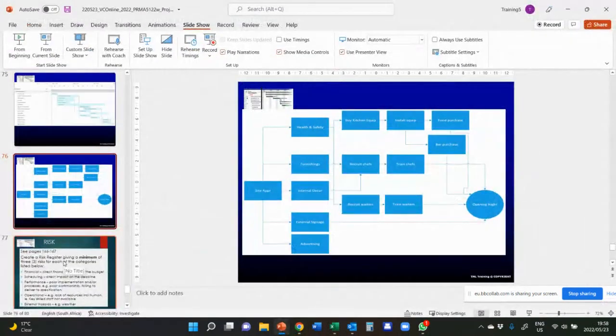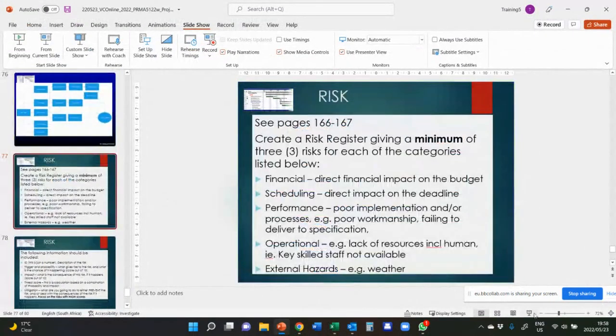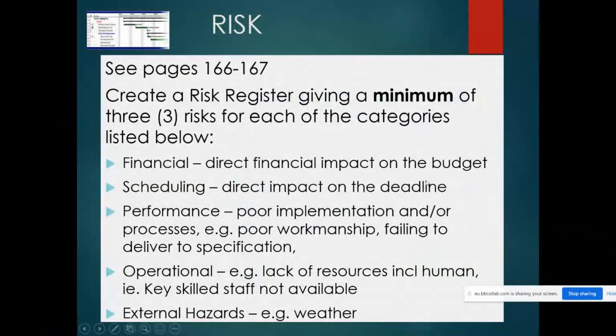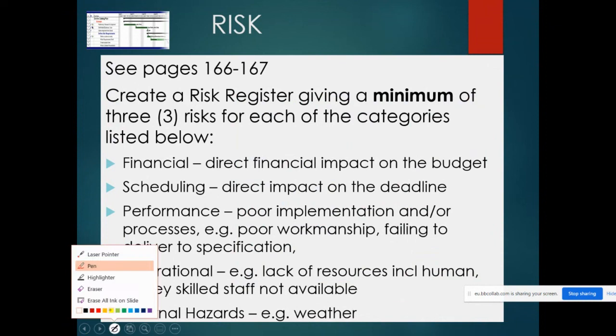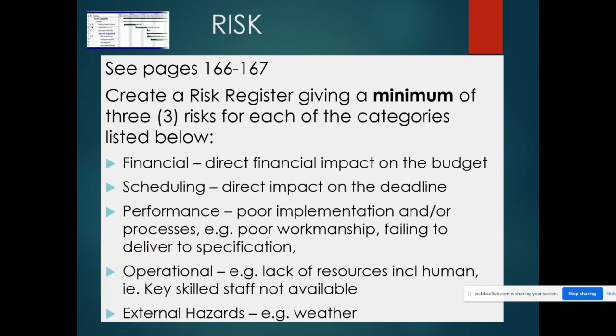There's like 4 more slides just to highlight for the risk register. I just wanted to give you guys a heads up in terms of this main question for the last task. It says we must create a risk register. Okay, so create a risk register giving a minimum of 3 risks for each of the categories listed below. Now there are 5 categories, so you're going to be doing this analysis for a total of 15, you must have at least 15 risks.